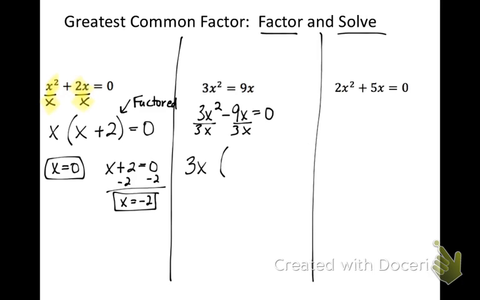3x squared divided by 3x, I'm just left with an x, because 3 divided by 3 is 1. I had two x's and I pulled one out, so all I have left is 1x. And then 9x divided by 3x will be just 3, and keep that minus sign. You can check yourself on these by redistributing. If I do 3x times x, I'm going to get 3x squared. And 3x times -3, I'll get -9x. So you can always double check your work on these. Okay, that was factored. Now we're going to go ahead and solve.